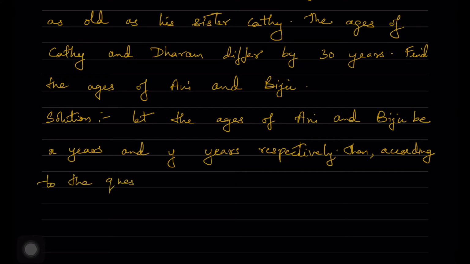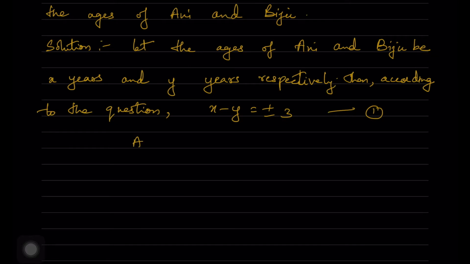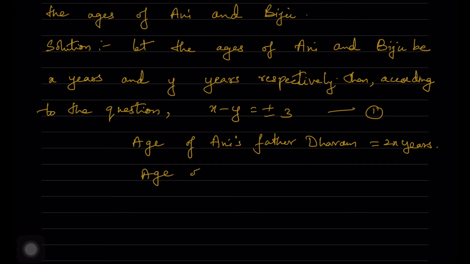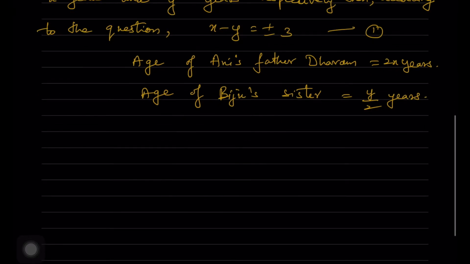Then according to the question, we have X minus Y is equal to plus or minus 3. The ages of the two friends Ani and Biju differing by 3 years means either could be elder, we don't know, so we take X minus Y is equal to plus or minus 3. The age of Ani's father Dharam is equal to 2x years and the age of Biju's sister Kathy is equal to Y by 2 years.